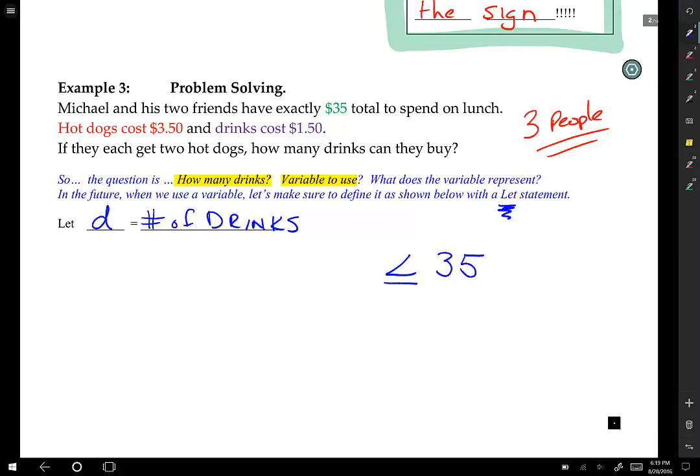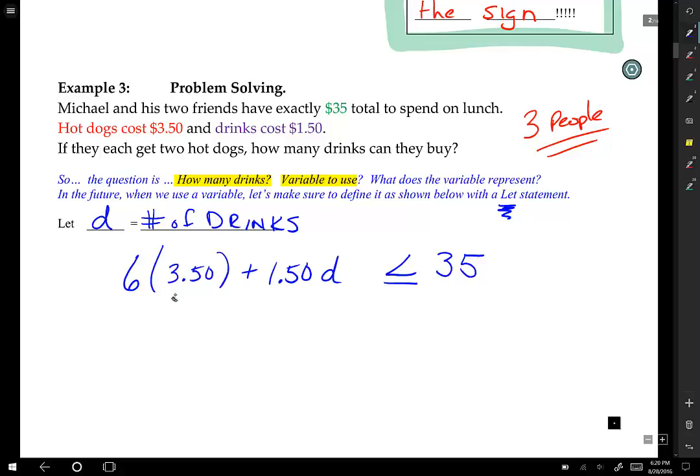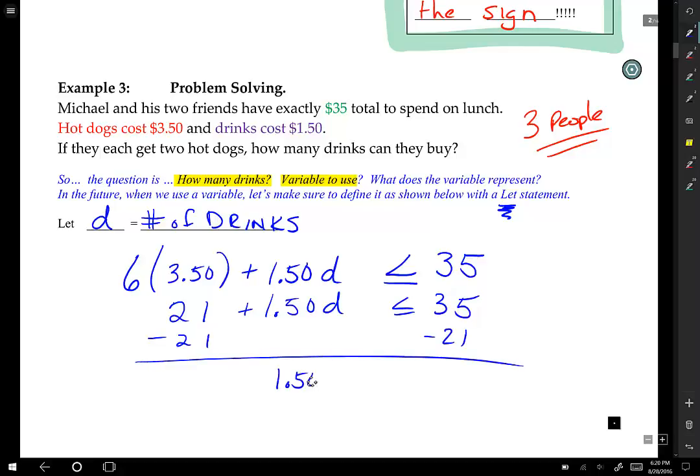They each get 2 hot dogs. So 3 people times 2 hot dogs each, that's 6 hot dogs times $3.50 plus $1.50 each for the drinks. Well, 6 times $3.50, well, let's do this in our heads again. 6 times 3 is 18. 6 times 50 cents is $3. So we add 18 and $3 and we get $21. We're going to subtract that $21 away from both sides. That leaves us with $1.50D is less than or equal to 14.